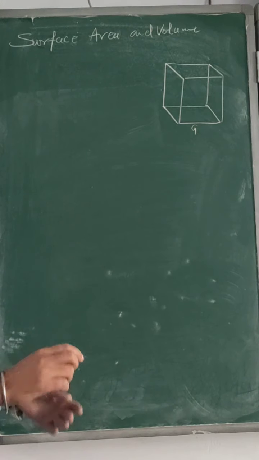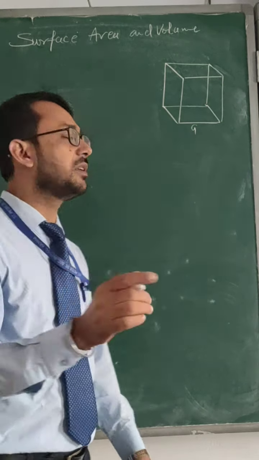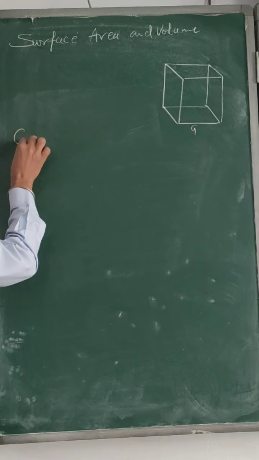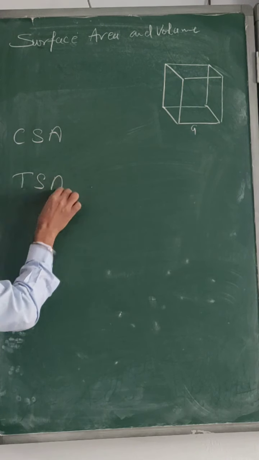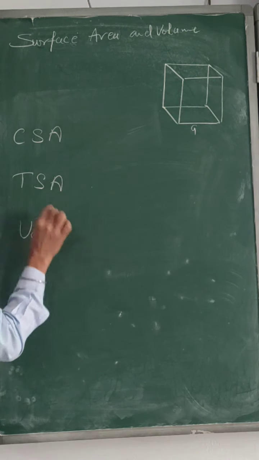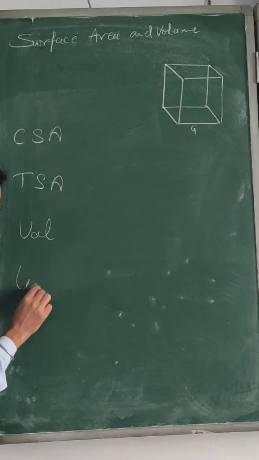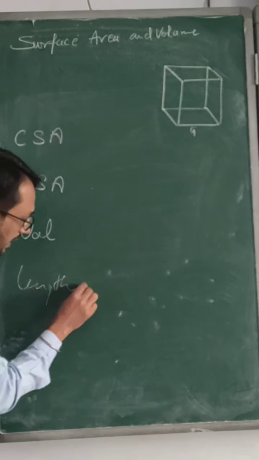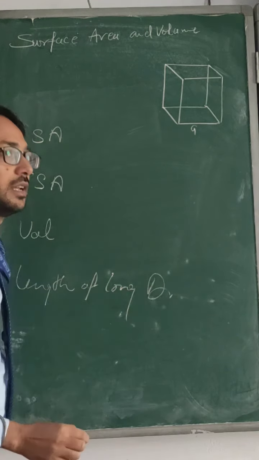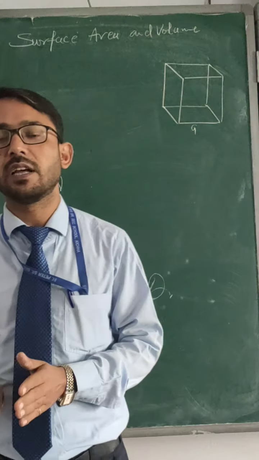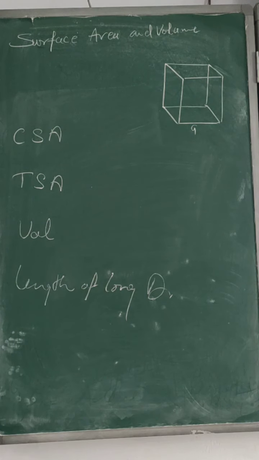Now we need to think about what will be its curved surface area, what will be its total surface area, volume, and the last thing will be the length of the longest diagonal which could be in it. So these four things we are going to study for this.